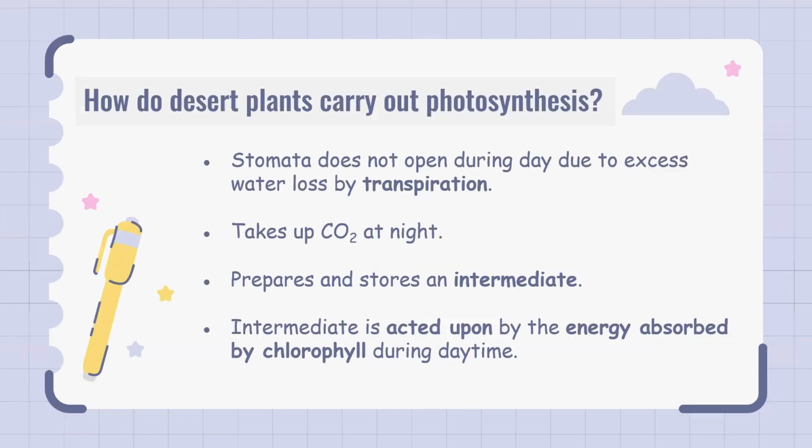Desert plants breathe only at night and not during daytime, as there would be excess water loss due to transpiration through stomata. However, both carbon dioxide as well as sunlight is required for photosynthesis. So, how do desert plants carry out photosynthesis? When the stomata opens at night, the plant takes up carbon dioxide from the air. This carbon dioxide is stored in the plant in the form of an intermediate. During daytime, this intermediate is acted upon by the energy absorbed by chlorophyll. This is how photosynthesis is carried out in desert plants.